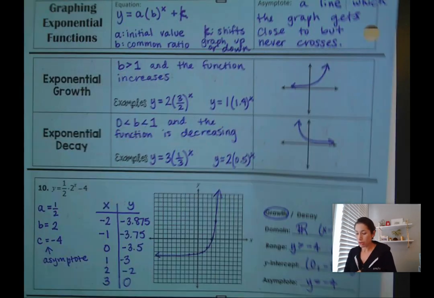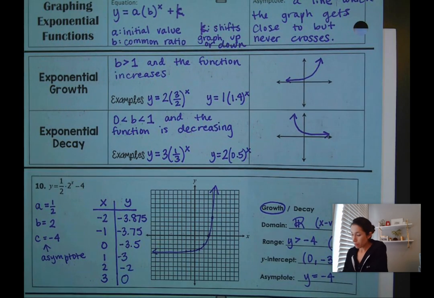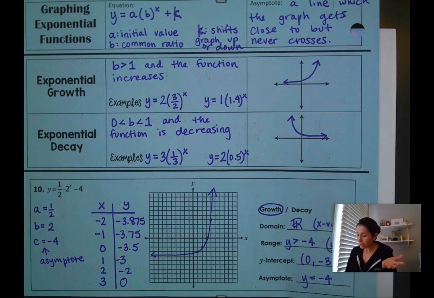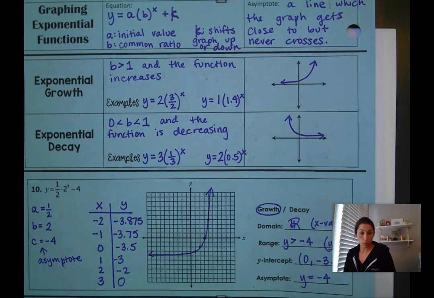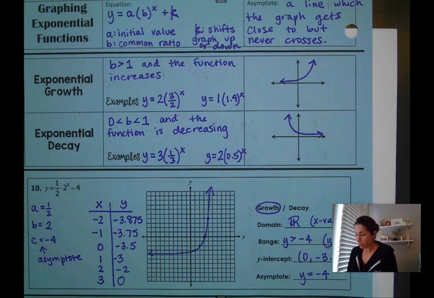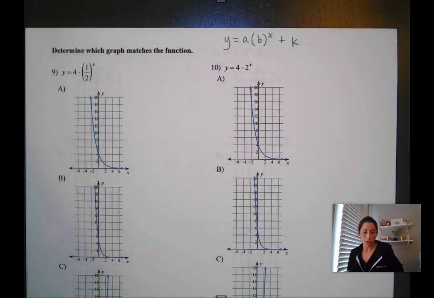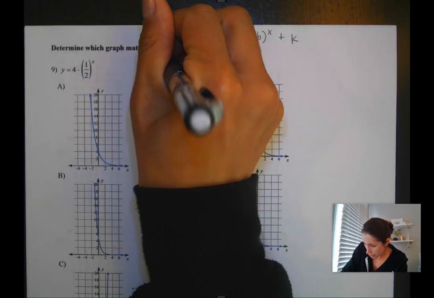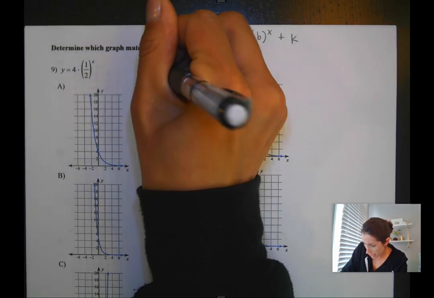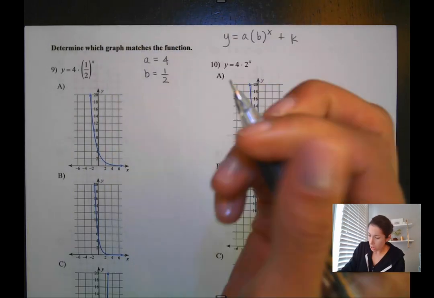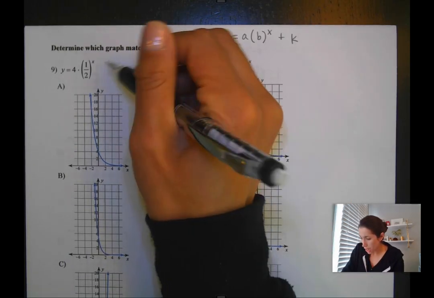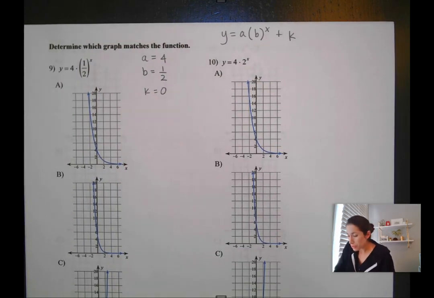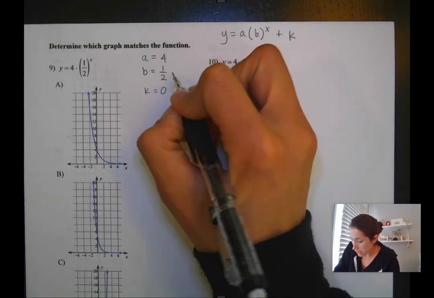So if we look at our toolkit here, we had some things that we were looking at in terms of, is it growth or decay? What's our domain? What's our range? What's your y-intercept and what's the asymptote? So for this, I think what would be helpful is we can first identify that our a value is 4, our b is 1/2, and then there is nothing being added or subtracted after, so we could just say k is 0, okay?